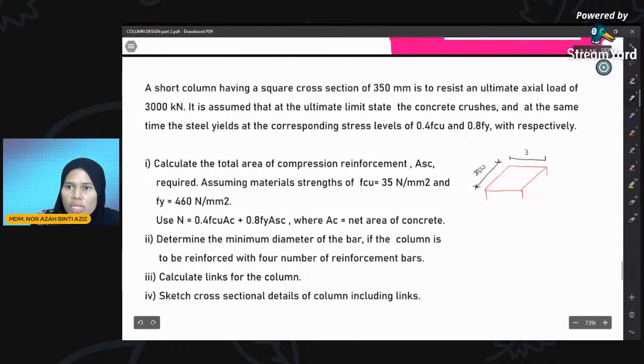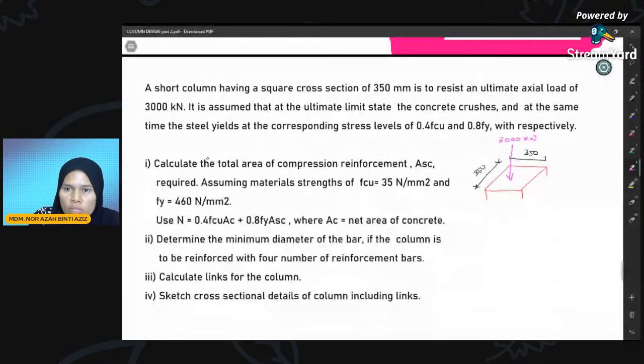Okay, to resist an ultimate axial load of 3000 kilonewton, we apply axial load 3000 kilonewton. At the same time, the steel yields at the corresponding stress level of 0.4 FCU and 0.8 FY respectively.